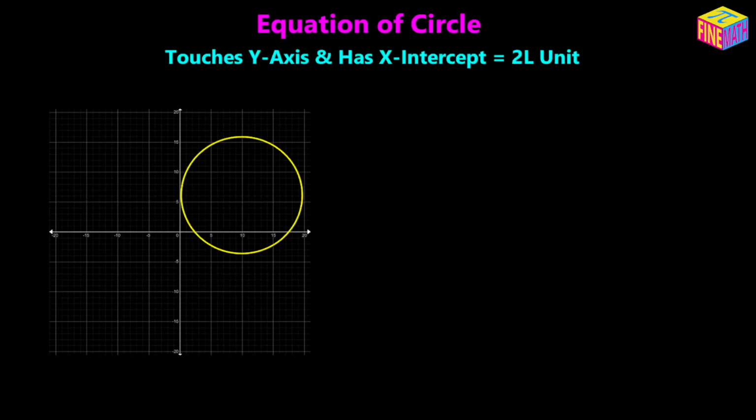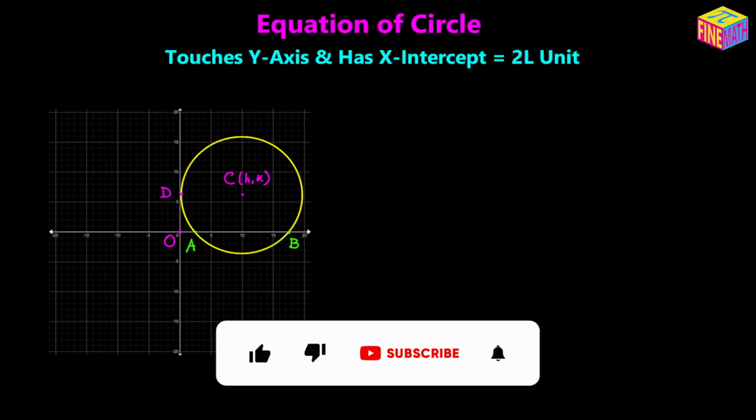Hi everyone, in this video we are going to see how to find the equation of a circle that touches the y-axis and has an x-intercept of 2L units. Let's suppose we have a circle like this whose center is at point C having coordinates (h, k), and let's suppose the circle cuts the x-axis at points A and B and it touches the y-axis at point D.